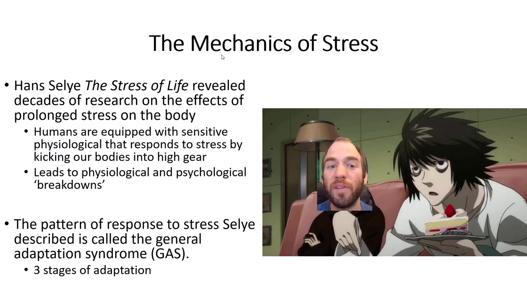Hans Selye, we'll go with, The Stress of Life, revealed decades of research on the effects of prolonged stress on the body. Humans are equipped with a sensitive physiology that responds to stress by kicking our bodies into high gear, which can lead to physiological and psychological breakdowns. The pattern of response to stress, Selye described, is called the General Adaptation Syndrome, GAS, and there are 3 stages of adaptation. So this dude is a famous stress researcher, thought to be one of the OGs of stress research, proposing how stress works and what the lifelong developmental consequences of different kinds of stress are.